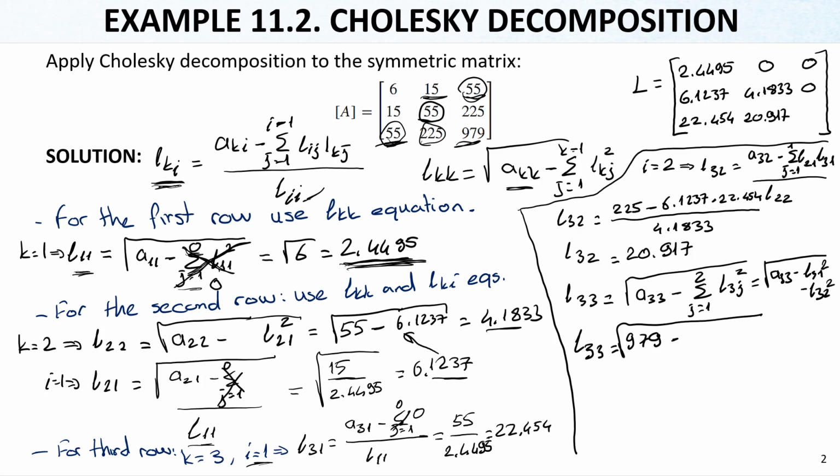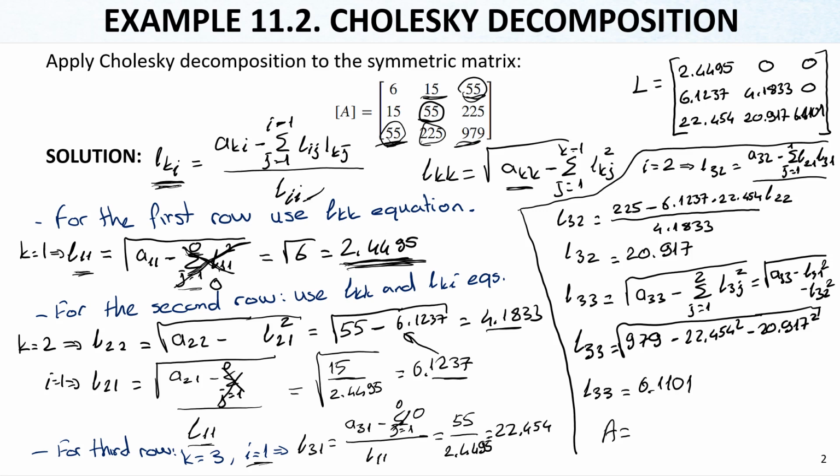So 22.454 square minus 20.917 square. So L33 becomes, from here if we calculate, 6.1101. So here 6.1101.